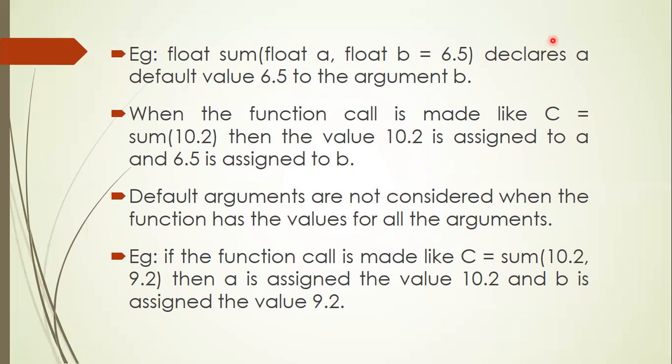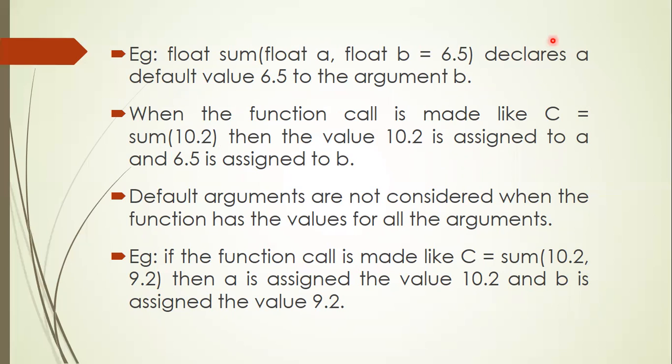When you call the function like c = sum(10.2), the prototype says that the function needs two arguments, but while calling the function you are calling it with only one argument, 10.2. Then 10.2 is used for the variable a. For the missing second argument, it makes use of the default value. You already mentioned in the prototype that the default value for the second argument is 6.5. In that case, the function is automatically called like c = sum(10.2, 6.5).